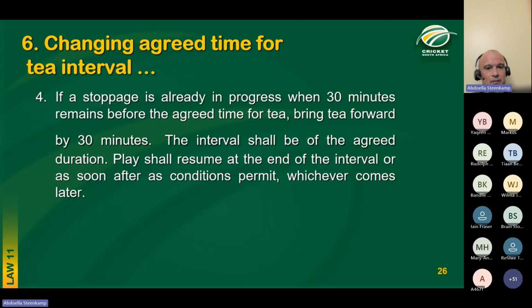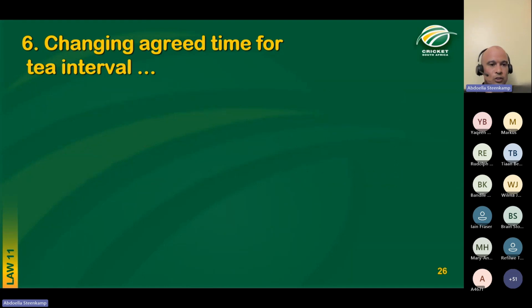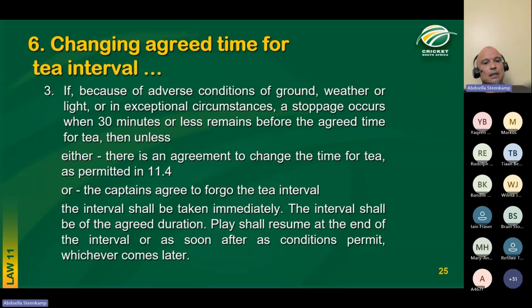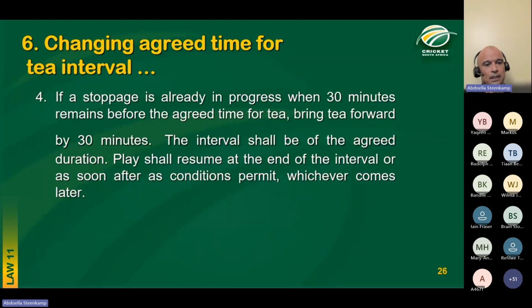Another time-saving mechanism: if a stoppage is already in progress when 30 minutes remain before the agreed time for tea, we can bring tea forward by 30 minutes. Example to illustrate this, our tea being at 14:40, it starts to rain at 2 o'clock. Can we take an early tea? Clause 6.3 says to us, adverse conditions, 30 minutes or less. But in this example, it started to rain 40 minutes to go to tea, 2 o'clock.